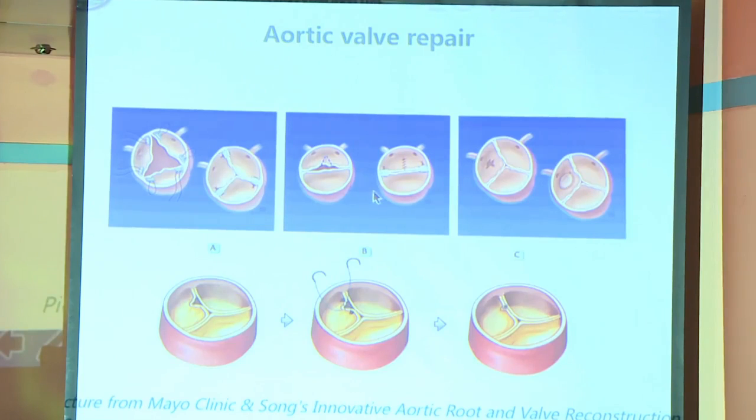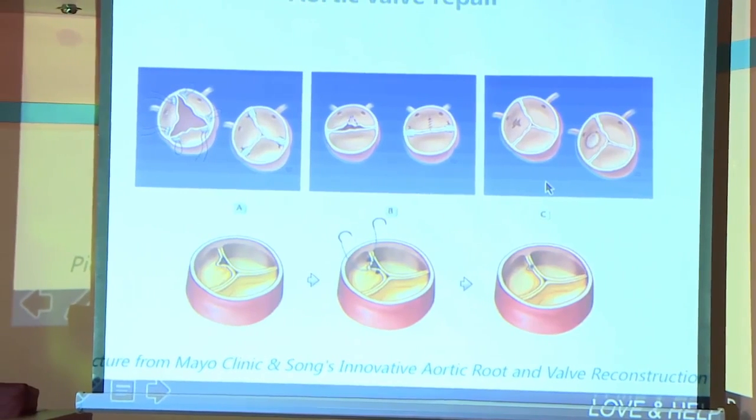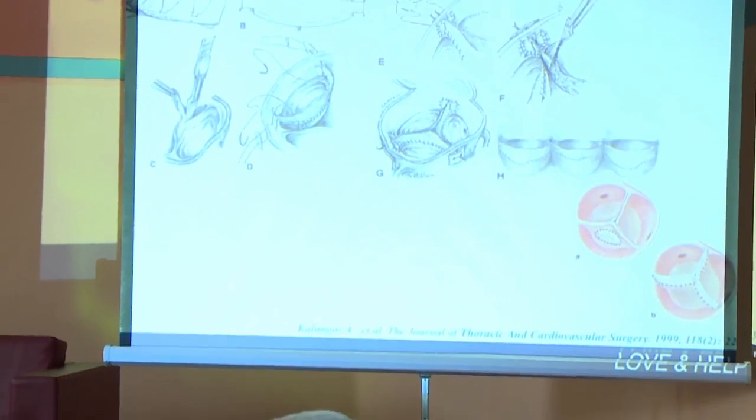Aortic valve repair techniques can be challenging, because in childhood we cannot use artificial material. So the most useful technique is the cusp plication or the extension with autologous pericardium to repair the aortic valve, as shown in this figure.